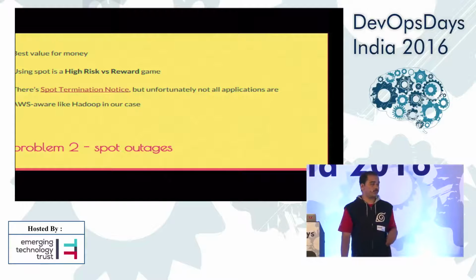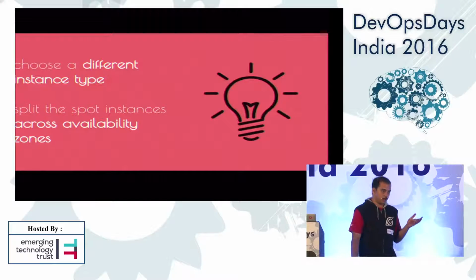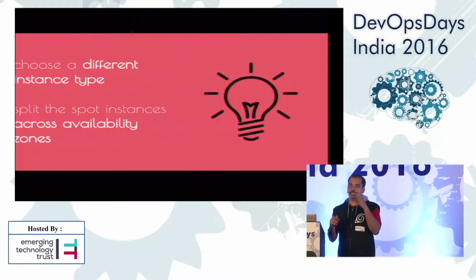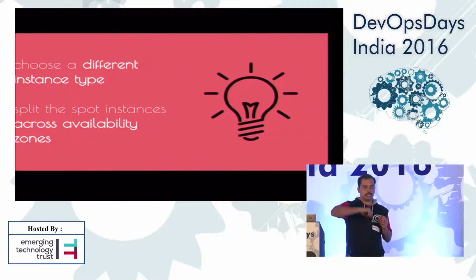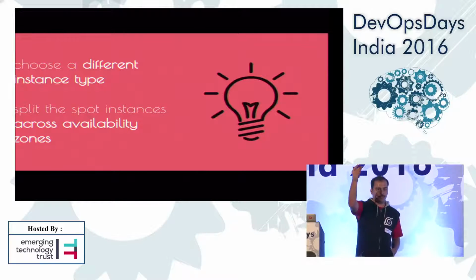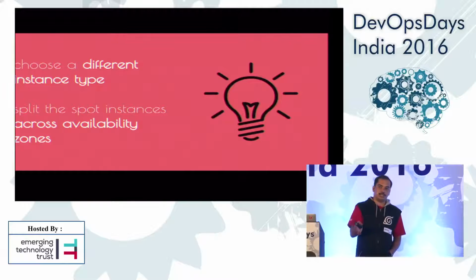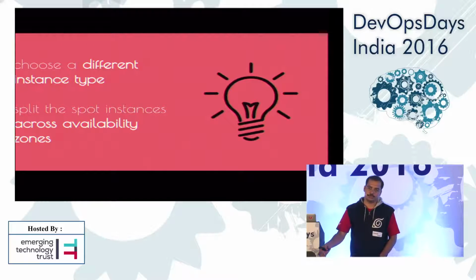Folks who know Spot instances know there are two options. One is you can switch to a different instance type, because the Spot variability is with regard to a specific instance type, and generally the promise is that it doesn't affect other instance types. So you can move to a different instance type. The other thing you can do is split your instances across availability zones, because your Spot market also differs across availability zones.